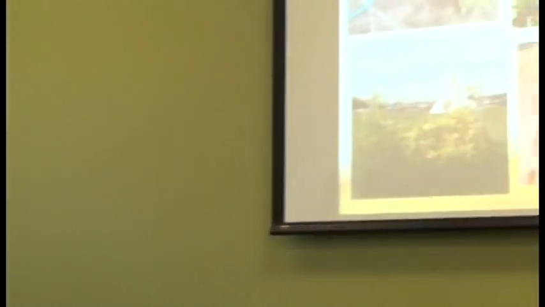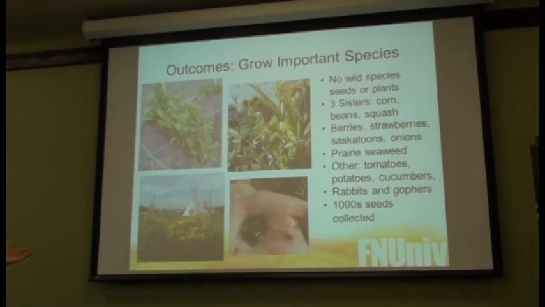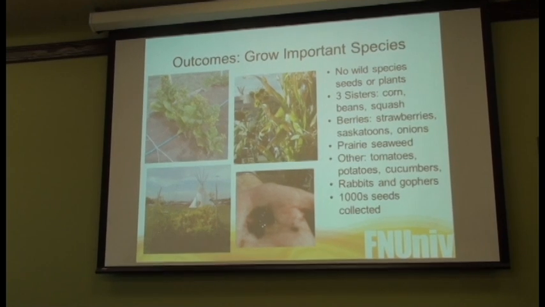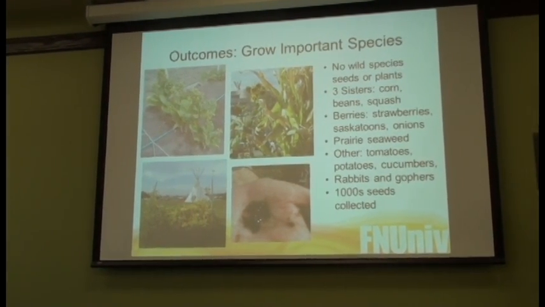This is a picture of the tobacco once it's gone to seed. And we also have a picture of the corn before it got harvested. This is a picture of the squash. The squash just took over. I guess the gophers and rabbits aren't very interested in the squash.